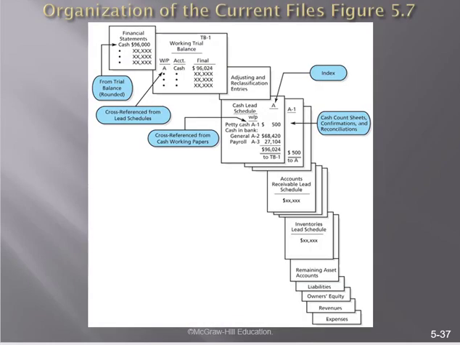In this example, you have an organization of current files. You have financial statements, your working trial balance, any adjusting and reclassification entries, the cash lead sheet, and then your other cash sheets, confirmations, and reconciliations that follow.